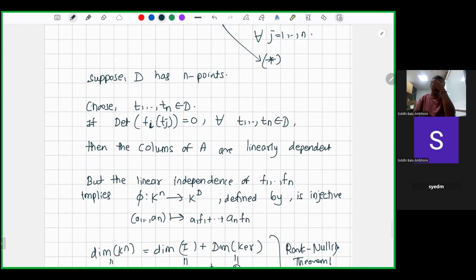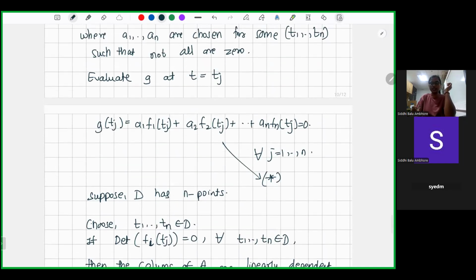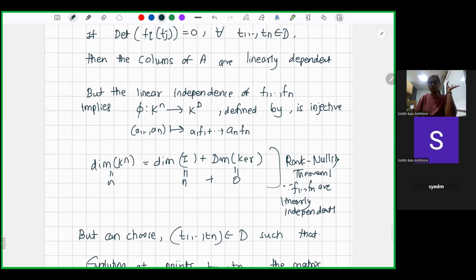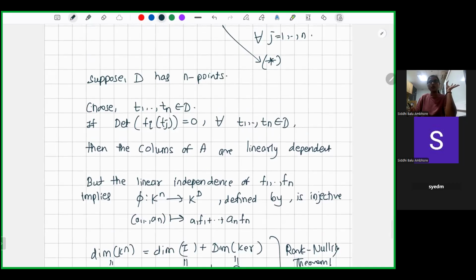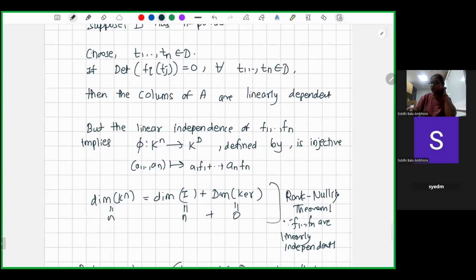Okay, so what we did here, I hope you understood. What we had is we defined this G here. Then we chose these n elements from D. Then this determinant of Fij, suppose it is 0, and it is 0 for any given choice. Then we have the columns of A to be linearly dependent.